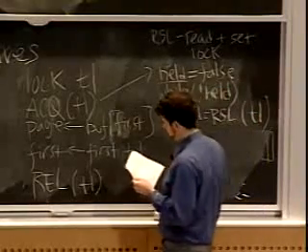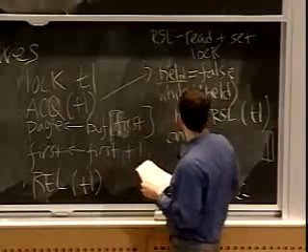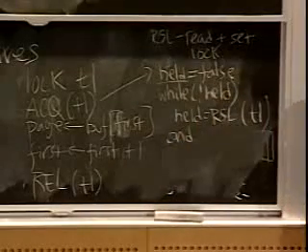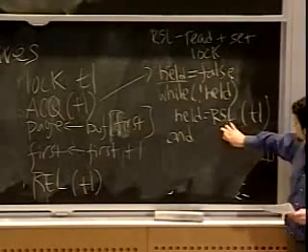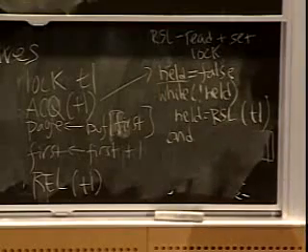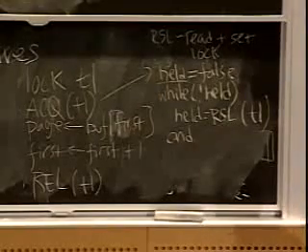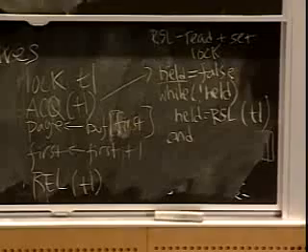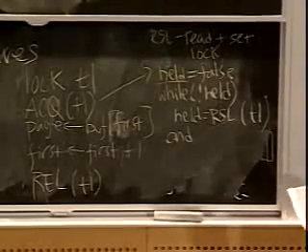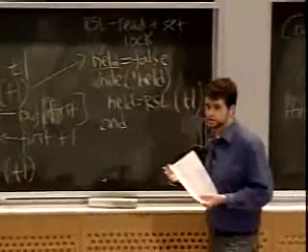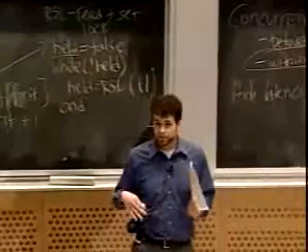So what this says is held equals RSL of TL. What the RSL instruction does is it looks at the state of the lock, and if the lock is unset, then it sets it and it returns true. And if the lock is set, then it returns false.